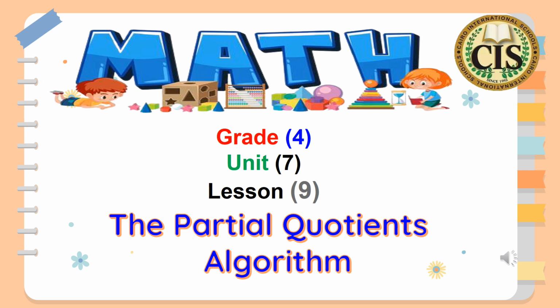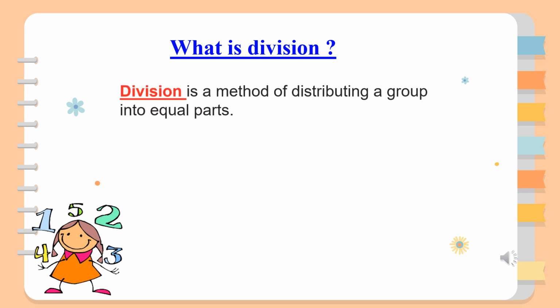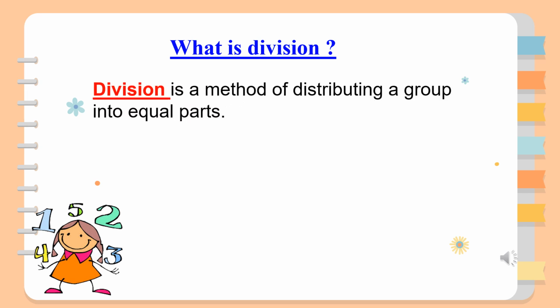Today we start with lesson 9. It's about the partial quotient algorithm. Let's revise together. What is division? Division is a method of distributing a group into equal parts.